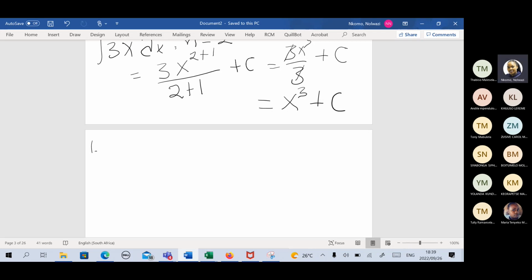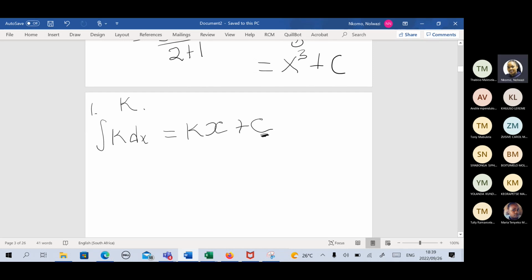Let's say we are asked to integrate a constant k. The integral of a constant k, integrating k with respect to x, will always be kx. Then remember, we have to add a constant of integration, which is this c. For example, let's say we are asked to integrate 5 with respect to x. That means the integral of 5 with respect to x would be 5x plus c, right?